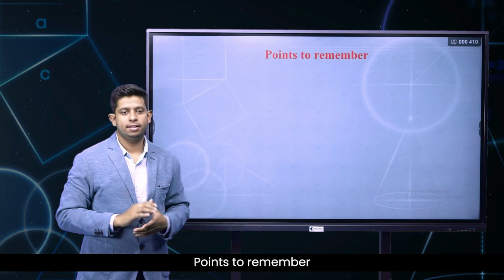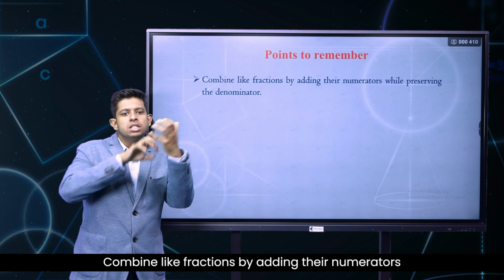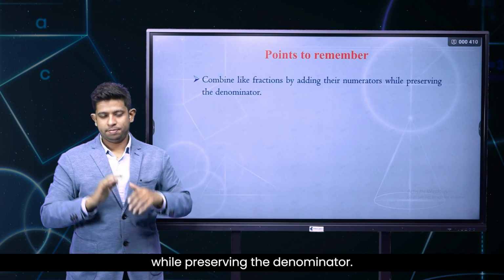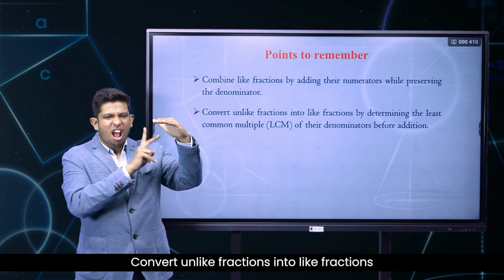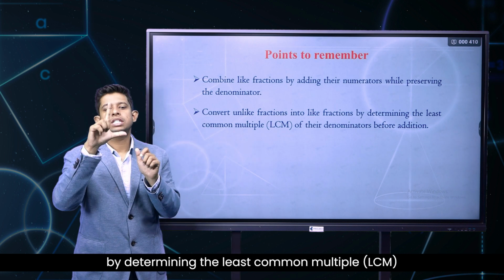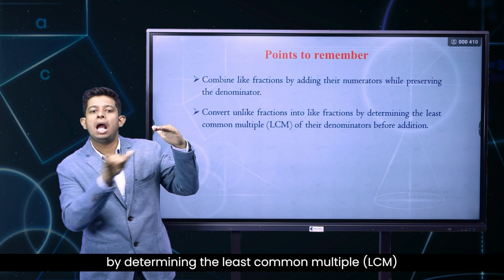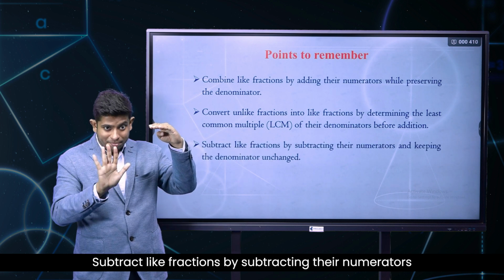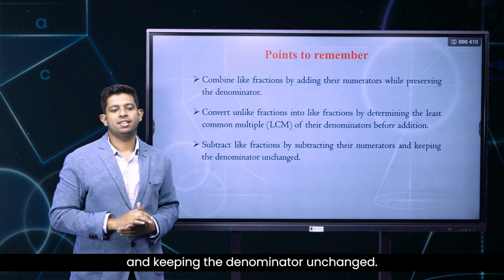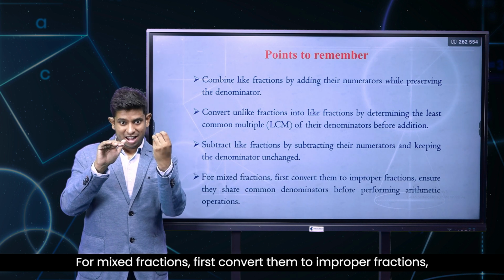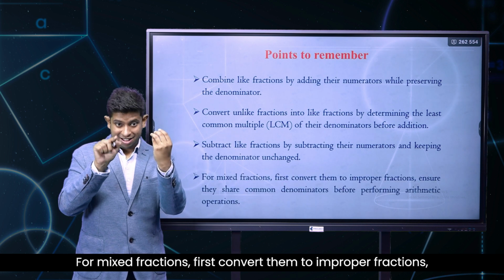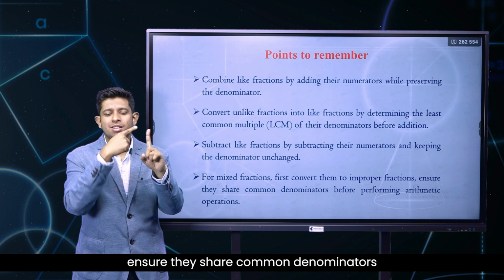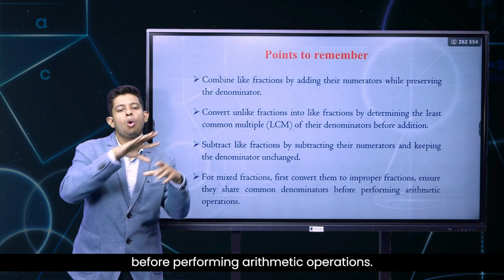Points to remember. Combine like fractions by adding the numerators while preserving the denominator. Convert unlike fractions into like fractions by determining the least common multiple LCM of the denominators before addition. Subtract like fractions by subtracting the numerators and keeping the denominator unchanged. For mixed fractions, first convert them to improper fractions. Ensure they share common denominators before performing arithmetic operations.